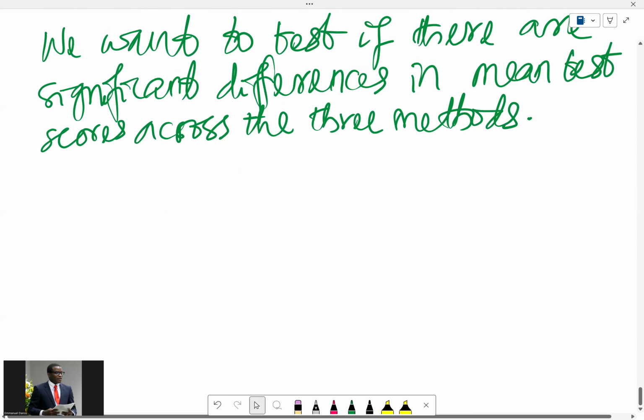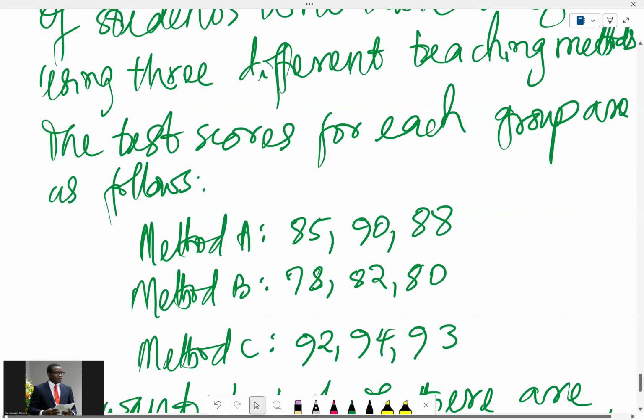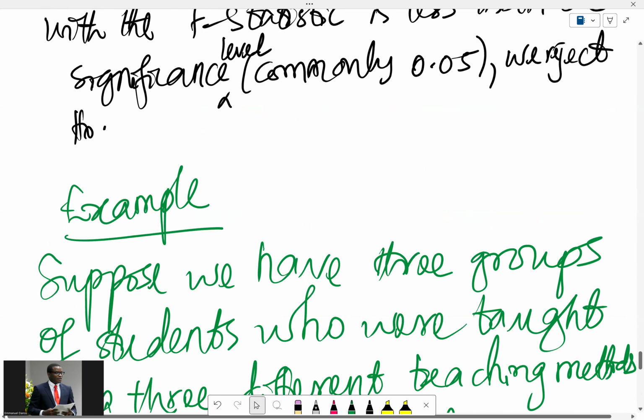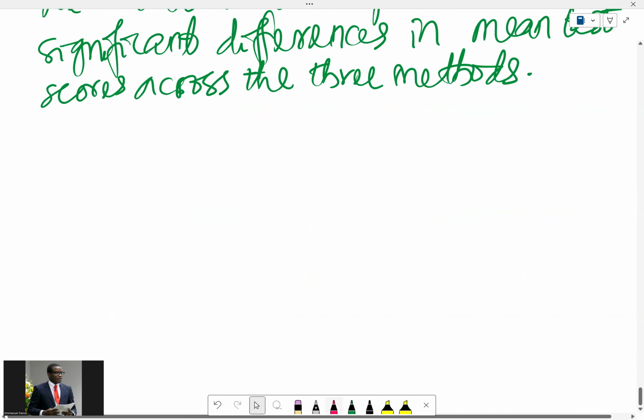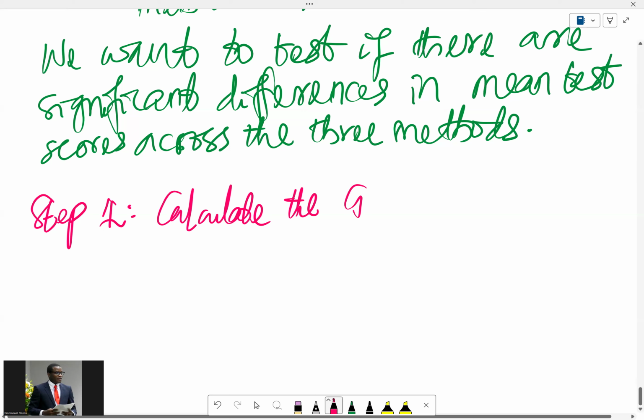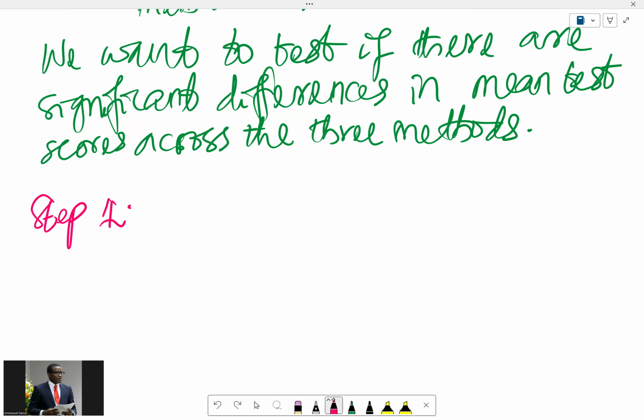Okay. Now let's go on to deal with this. Okay. So step one, calculate the group means. Before I go to this, I think it's important. We've seen those 7 steps. I think there's a very nice way to put this down.